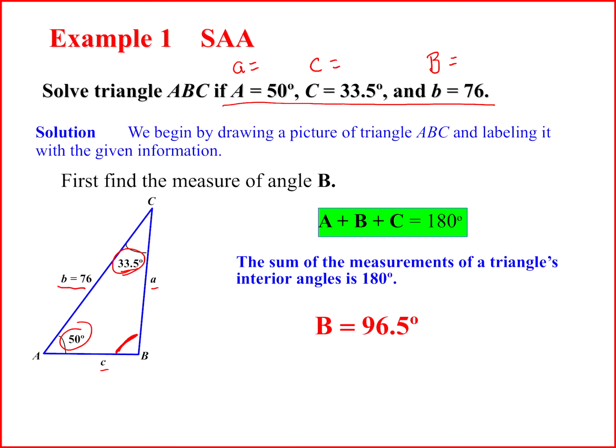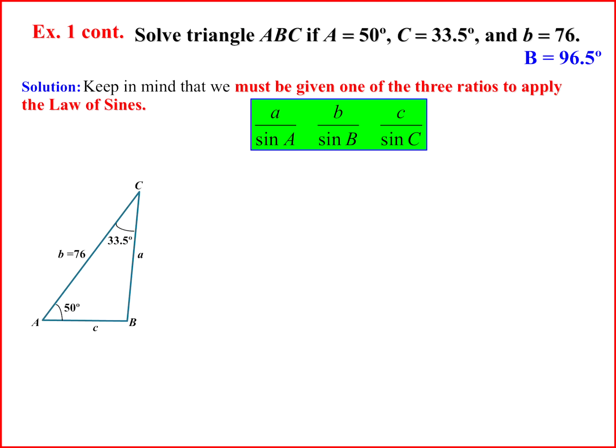So if we do just 180, subtract 33.5 and 50, we get our 96.5. So we know capital B is 96.5 degrees. Make sure you're labeling things if you know a label. So now we know our B's up here are 76 and 96.5. So we can use that because we know now all of our B information right here.